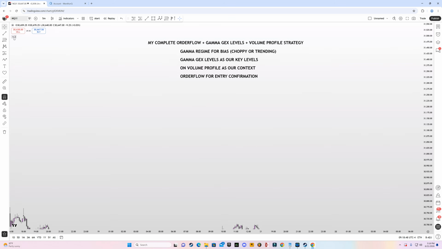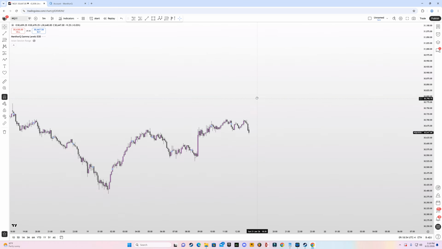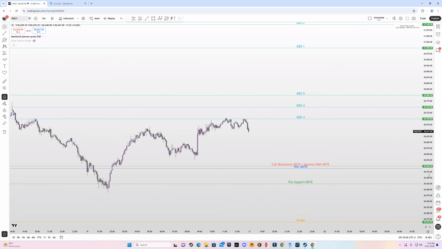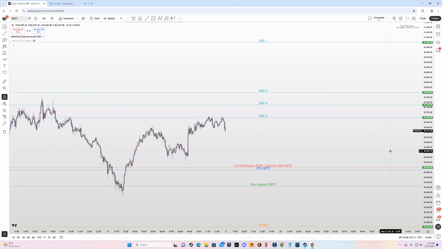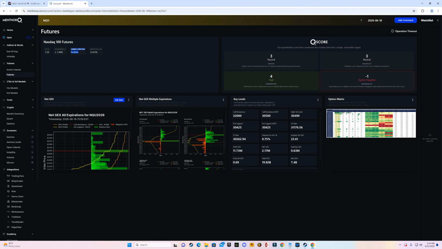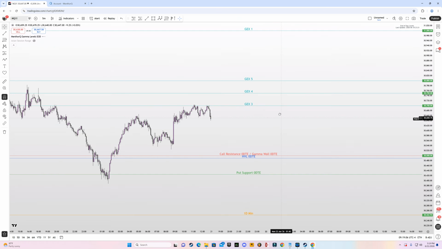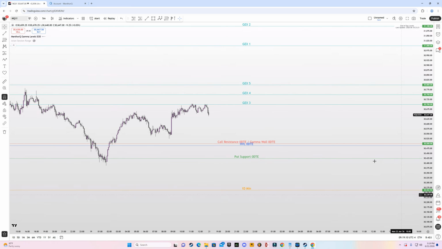So since I have this indicator integrated into my TradingView, I'm going to turn on this indicator, and it is going to automatically plot out the levels. Okay, cool. So if you look at it here, the call resistance is 30500, it's down here. As you can see, call resistance 30500.